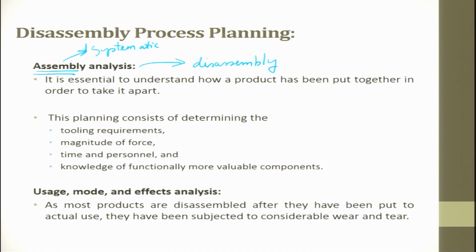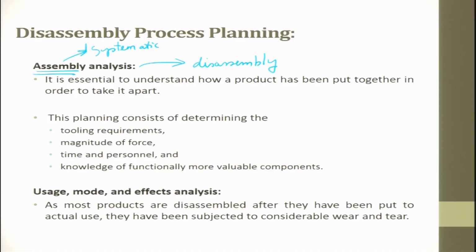So, they have a list procedure. If there are 20 screws, they say okay, this screw has to be done first. They have given even numbering for it. So, systematically they go and then remove all the parts, then they do whatever maintenance is needed, and then they follow a reverse of it in a systematic manner to assemble. So, if disassembly has to be efficiently done, the assembly has to be systematically done. It is essential to understand how a product has been put together in order to take it apart.